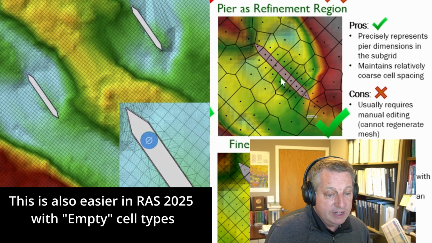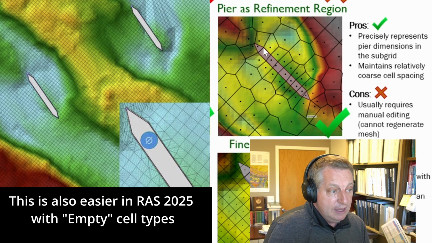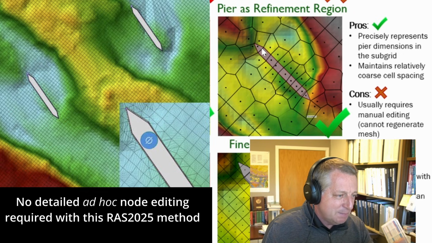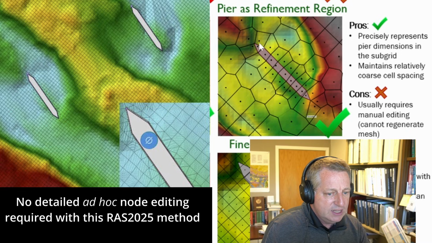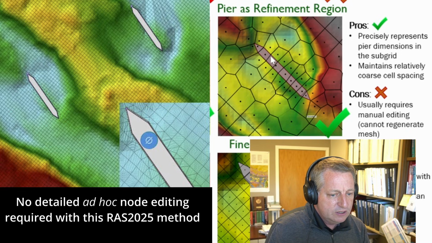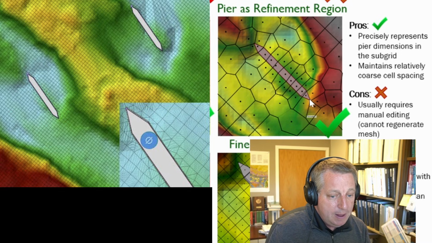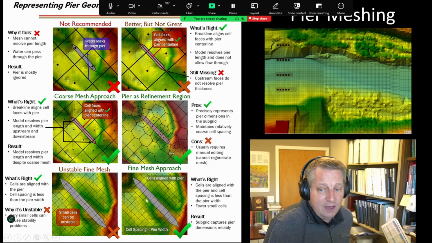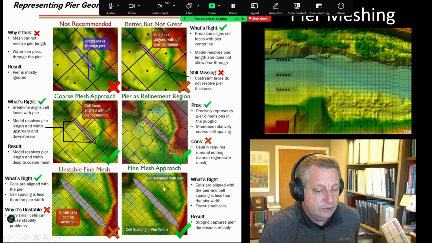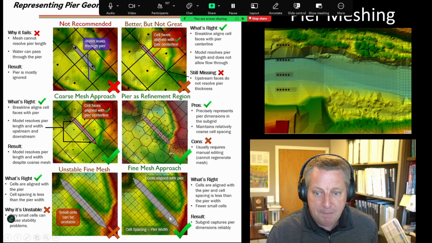I'll actually go in and trace my pier with a refinement region. And then you have to do some detailed movement of the nodes in order to get the refinement region cell faces to really line up. But now the model sees exactly the outline of your pier. That can also work. And then the other thing you can do is you can just use a fine mesh, which is what I did in my model.